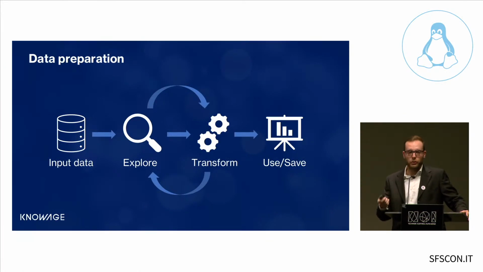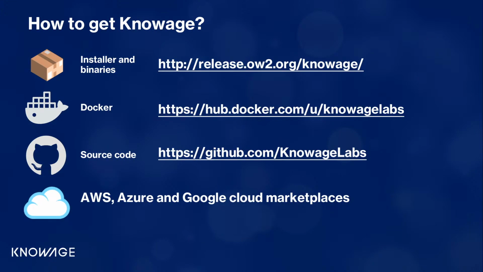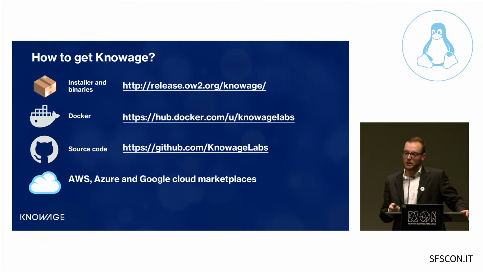So, we saw a few things about Knowledge. Maybe you are curious now about our solution. So, how can you get Knowledge? There are different ways to get Knowledge. For example, you can directly download the installer and binaries from our OW2 repository. You can also try Knowledge using Docker. That is a very popular way today. And of course, you can download the source code from our GitHub repository. And also, I want to repeat that, of course, you can find Knowledge in the marketplaces of very popular cloud vendors.